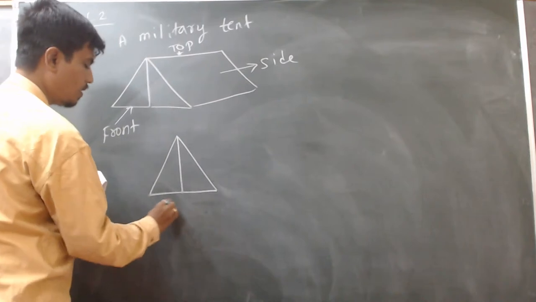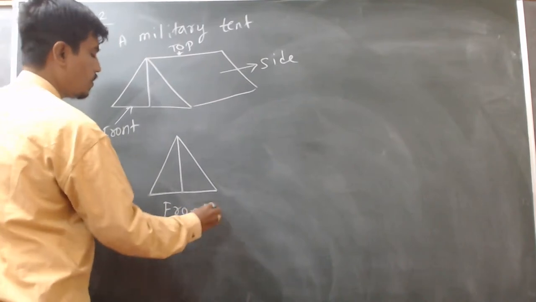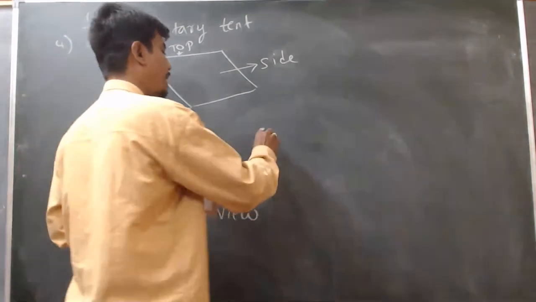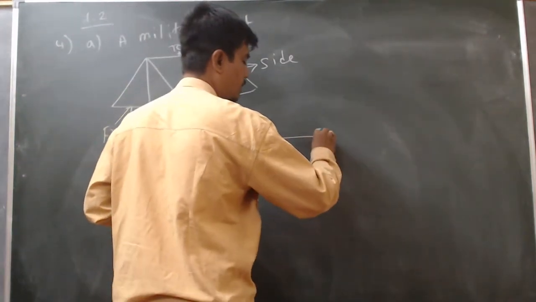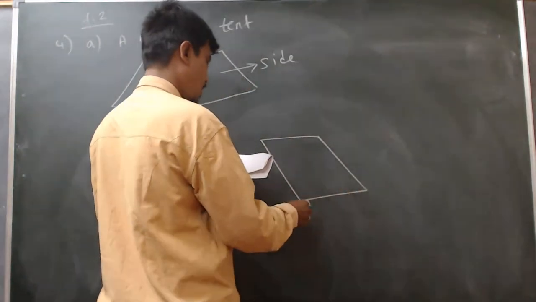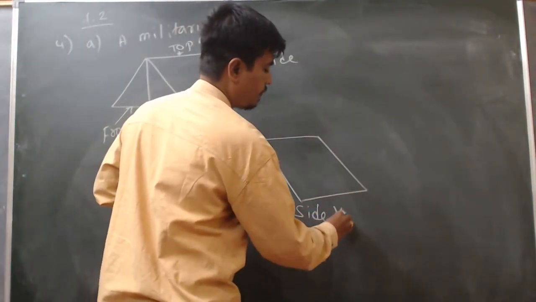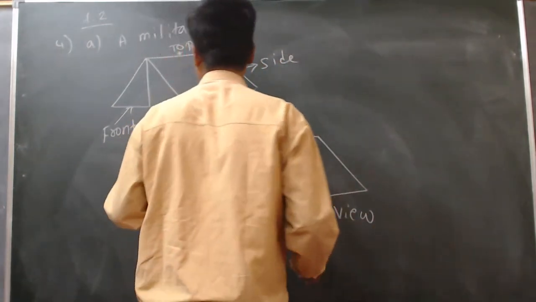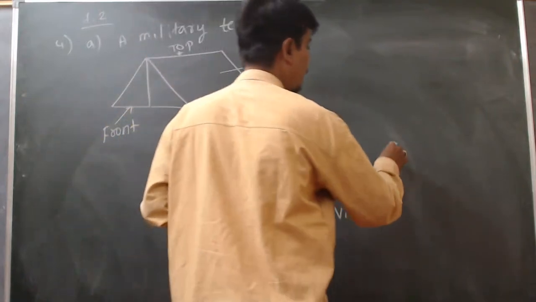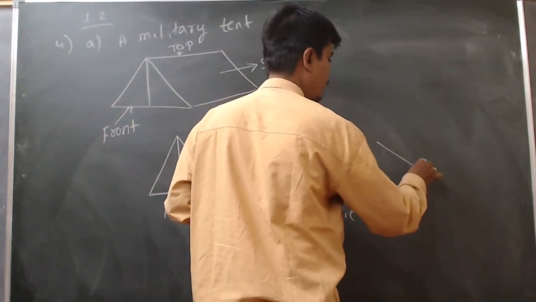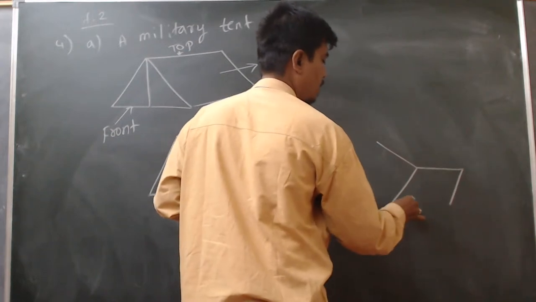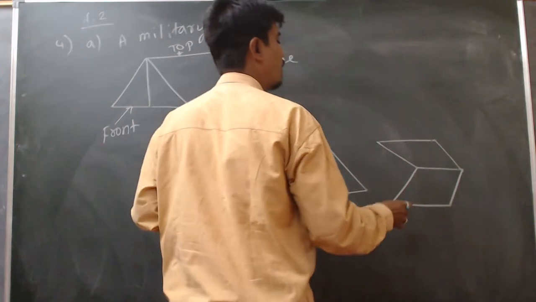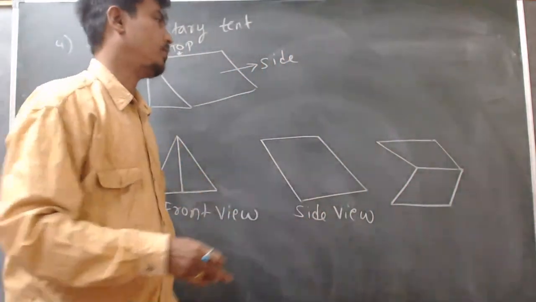So if you do the MCC, you come to know the front view. After this they asked for the side. Side is like this. Side view. And last, from top, how is it going to look? It is going to look like this. From top, it is going to look like this.